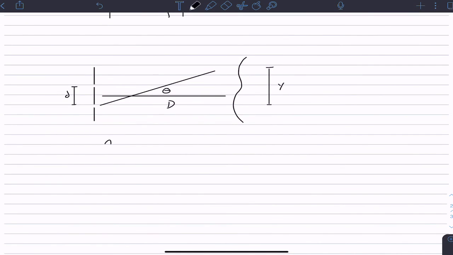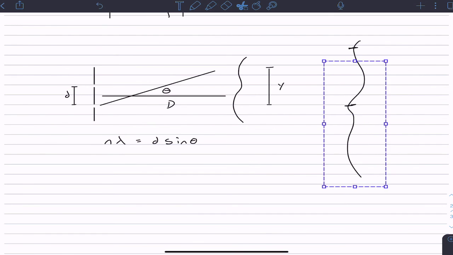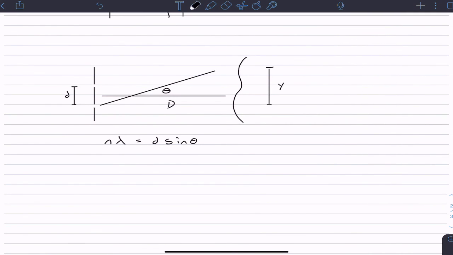Okay, so what was it again? It was n lambda is equal to d sine theta. Again, where d here is the distance between the sources here, right? Lambda is your wavelength. n refers to the order number of the pattern. So if this is the center, from here to here would be order 1.